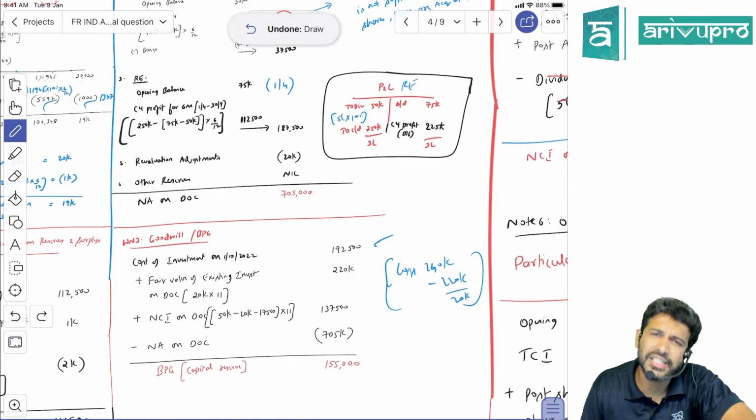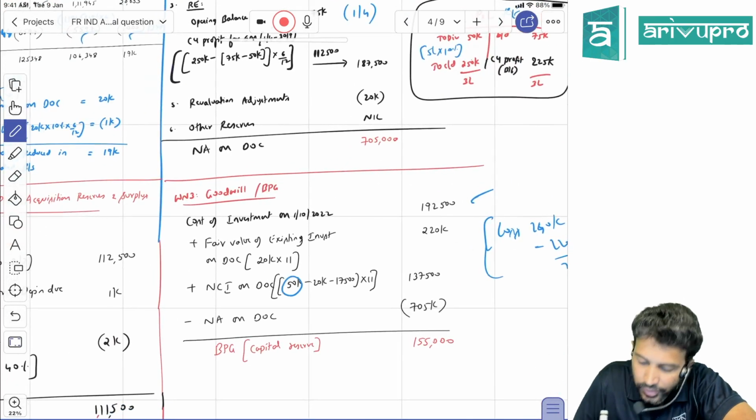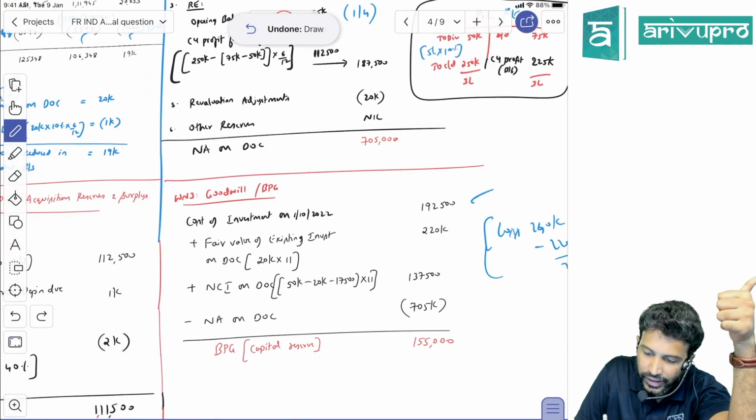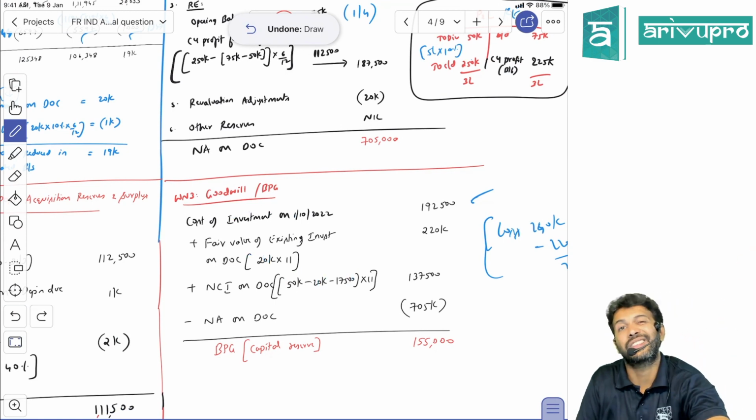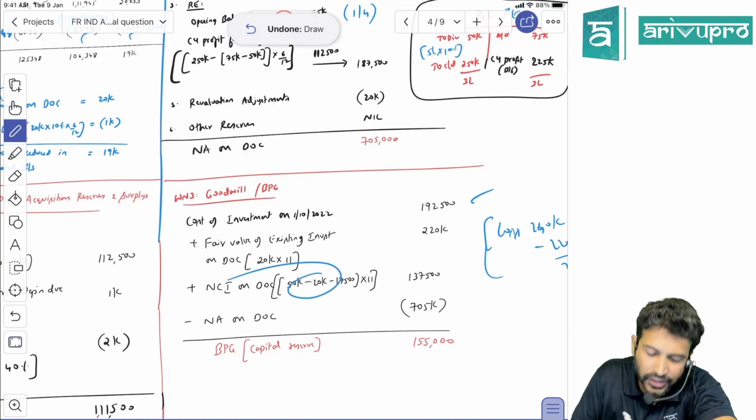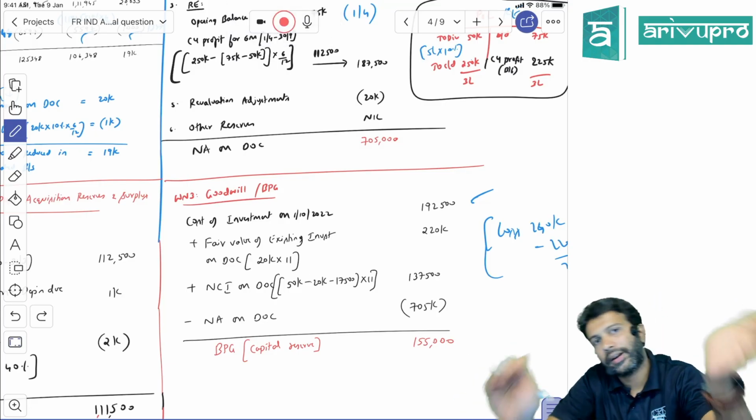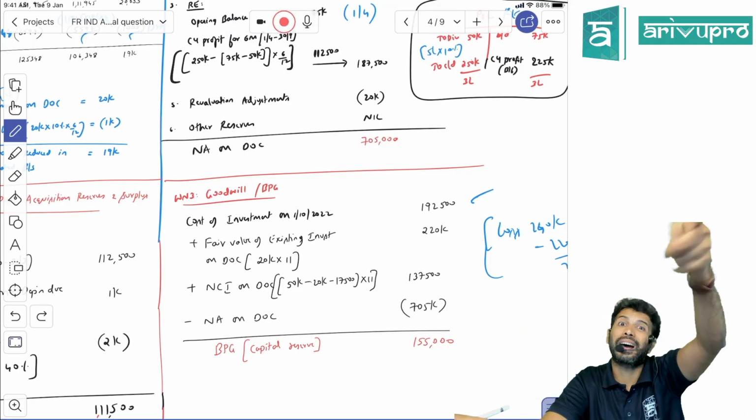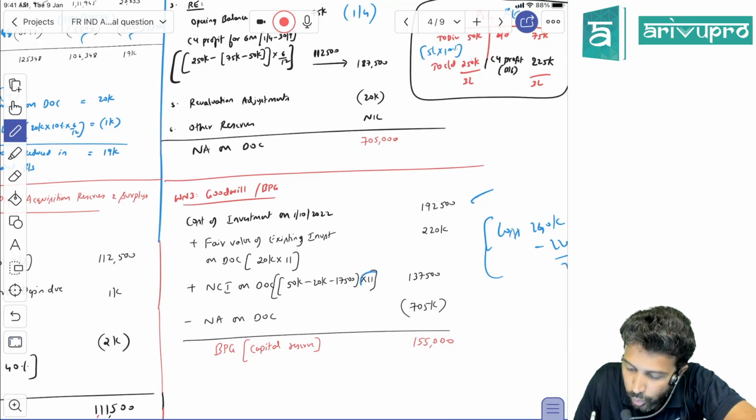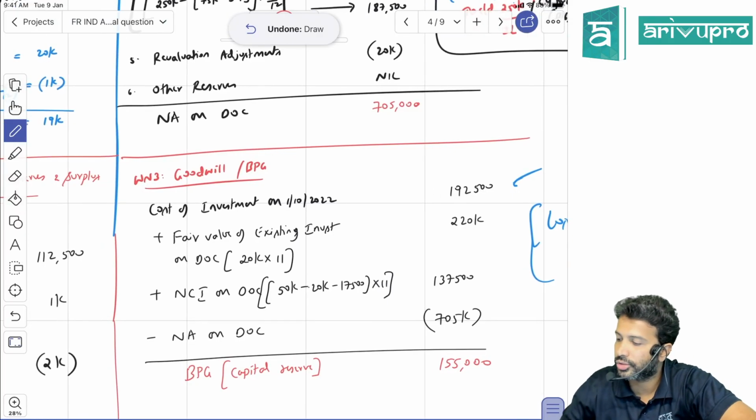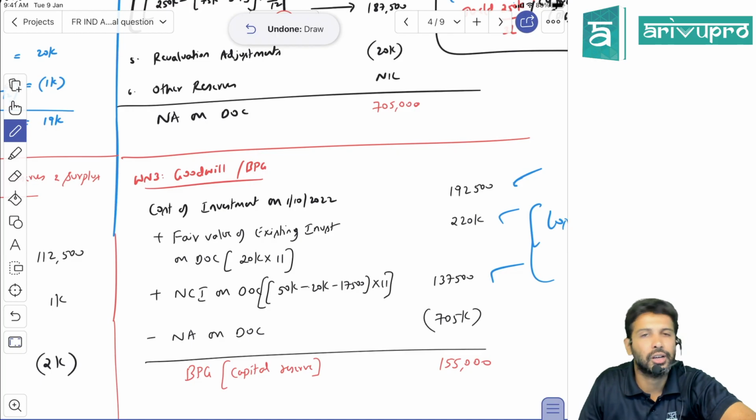Then NCI. They told you have to value NCI under fair value. The subsidiary company totally has 50,000 shares. In that, the parent first acquired 20,000 shares, then acquired 17,500 shares, so the parent has acquired 37,500 shares in total. Out of 50,000 shares, the balance is 12,500. They told to find out the fair value of NCI using the quoted market price. NCI has 12,500 shares, and the fair value of one share on the date of control is 11 rupees. So 12,500 into 11 gives 1,37,500. That is the fair value of NCI on the date of control.